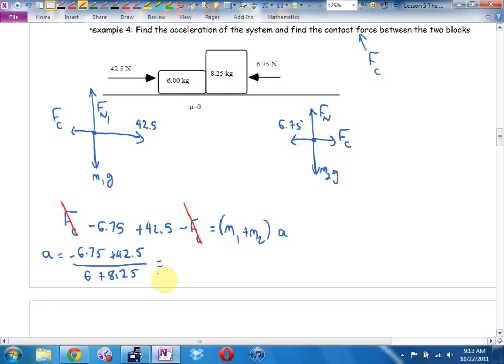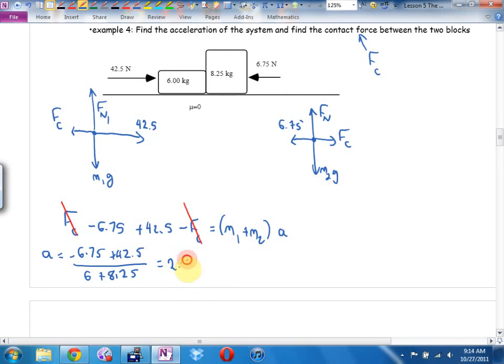What do you get? Brett, what'd you get? 2.51, anybody else? Looks about right. If I got something like 200 meters per second squared, I'd be a little bit nervous. If I got a negative, I'd be nervous because that would have meant I'd guess the wrong winner. Although, I'm pretty sure we're right. 2.51 meters per second squared. Okay.